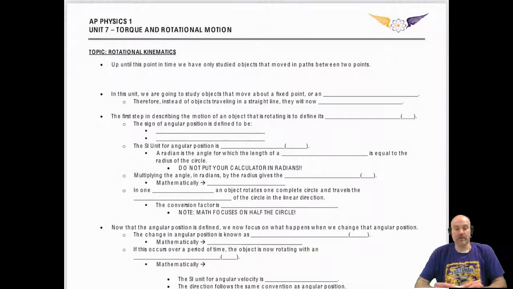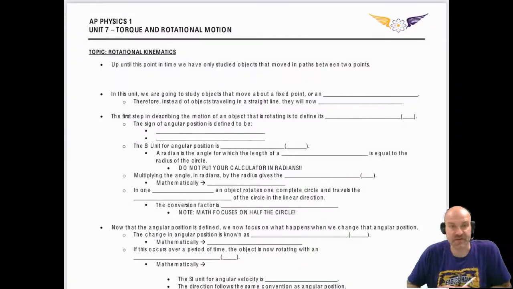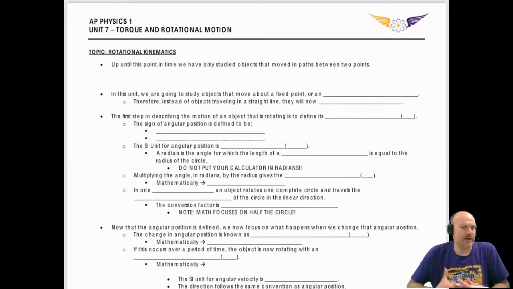Okay, in this video, we're going to look at the first section in this unit, which is going to focus on rotational kinematics. So we're going to lay out a lot of the basic terms for this unit here, and we're going to relate it back to our linear kinematics.